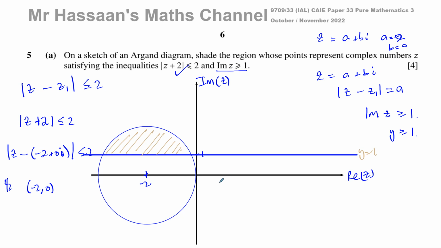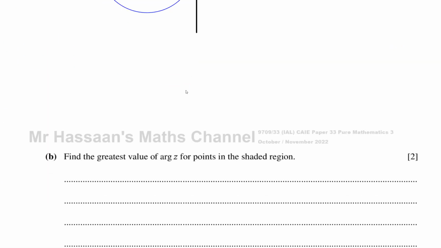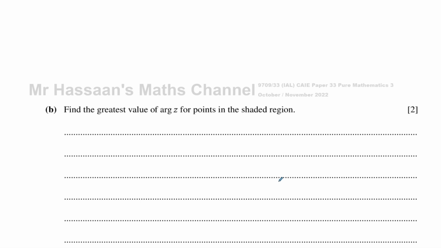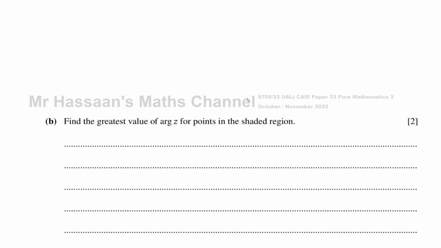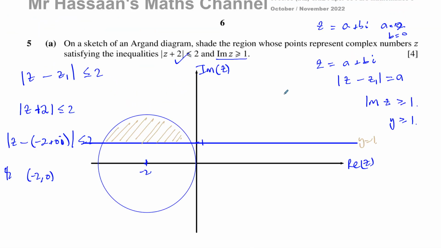All right, so that's part A done for question number 5. Now we're going to go on to part B. Part B says, find the greatest value of the argument of z for points in the shaded region. So let's go back to the graph. We want to find the greatest value of the argument of z.